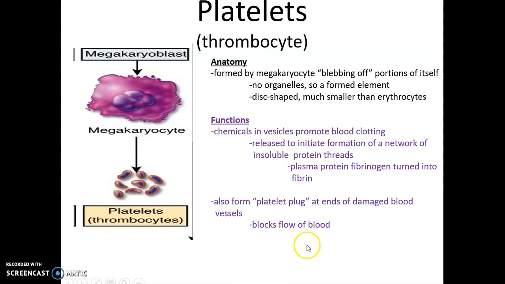Also, platelets can form what's called a platelet plug. They will attach to the ends of damaged blood vessels and then attach to each other and basically close off that blood vessel. But that only works on really small blood vessels.